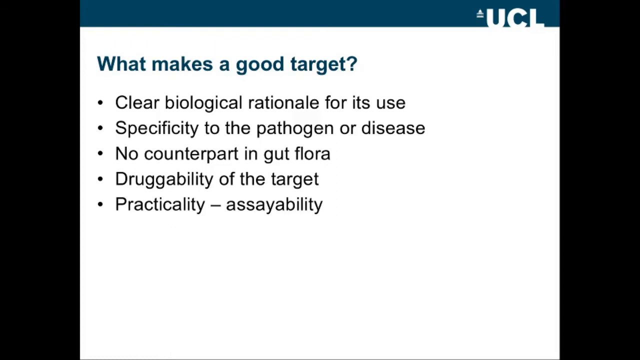First of all, having a clear biological rationale for its use. Why is this particular protein linked to a particular disease or condition? Secondly, we want it to be specific to the pathogen or disease of interest. So when I say specific to the pathogen, of course what I mean is that it is not going to be a target that is also present in the human host. Of course, the importance of specificity is avoiding off-target side effects.